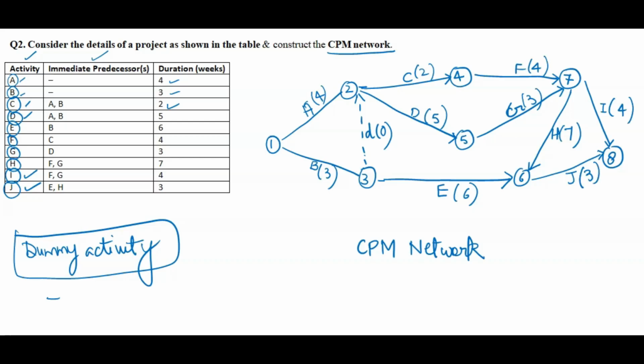And for this dummy activity, which we have created through dotted line, the duration will always be 0 because there is no gap between A and B activity. That is because they should end at the same place, and through diagram we cannot show that. That is why we have created this dummy activity through this arrow, and the duration will be 0. So I hope it is clear.